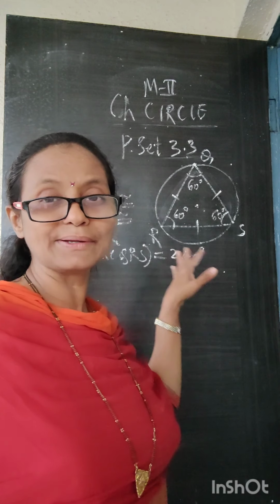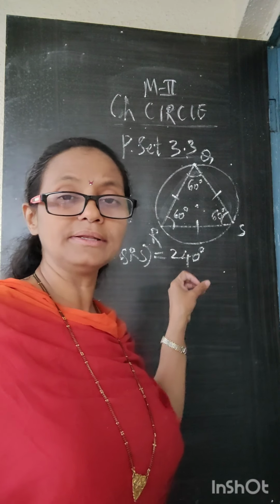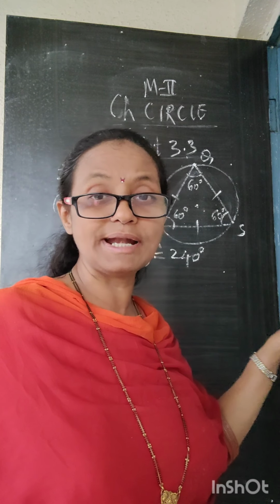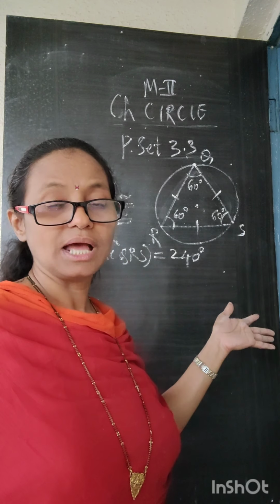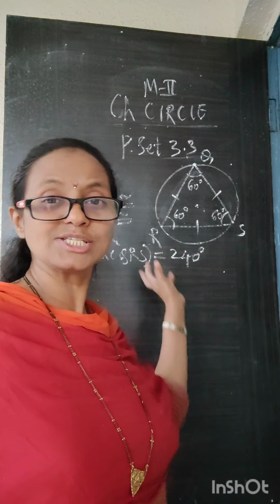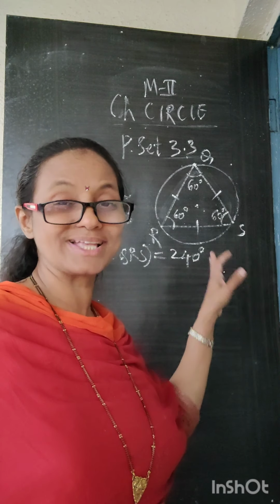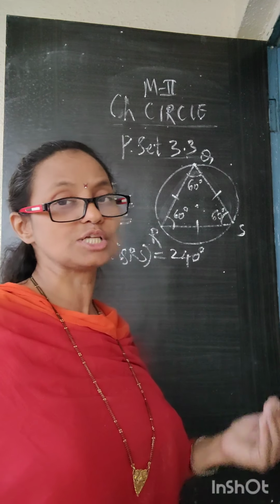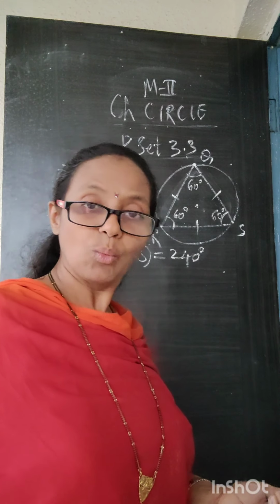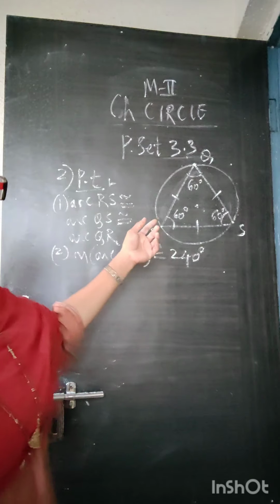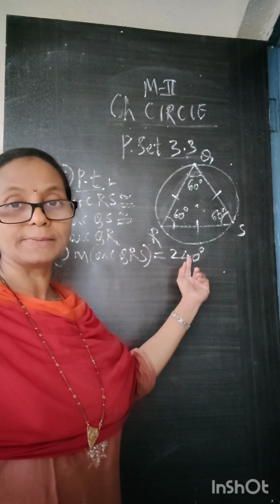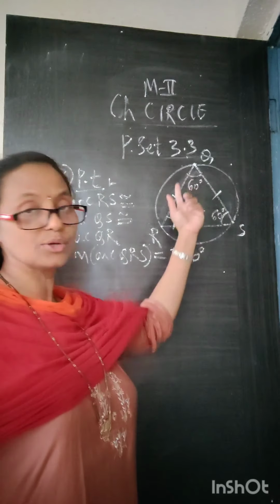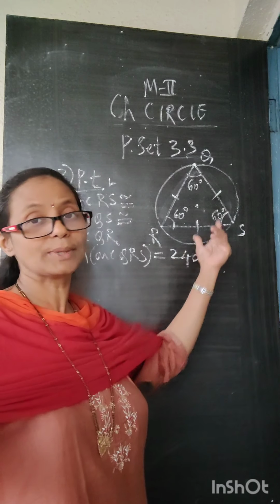We add the arcs and get the measurement of the entire circle, that is 360 degrees. Let one arc be x. All the arcs are congruent, so all will be x. So x plus x plus x, that is 3x, is equal to 360. So x is equal to 360 upon 3, that is 120. So arcs QR, RS and QS are 120, 120, 120.